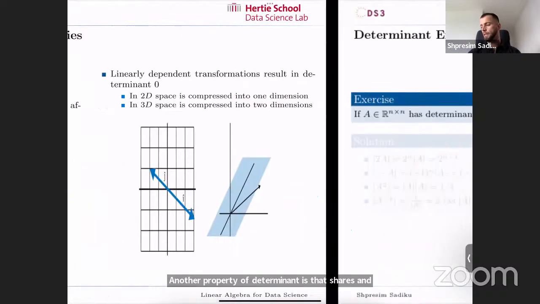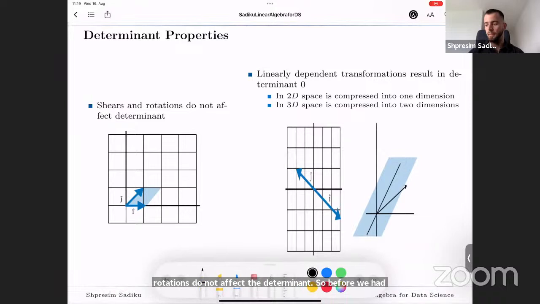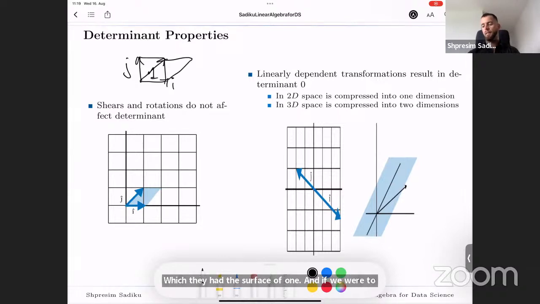So before, we had vectors which spanned a surface of 1, and if we were to scale, then the area that they would span would have the same surface, so it would be 1. And linearly dependent transformations result in a determinant of 0. So in 2D, as we saw, this would just compress into 1 dimension, and in 3D space, this would compress into 2 dimensions.